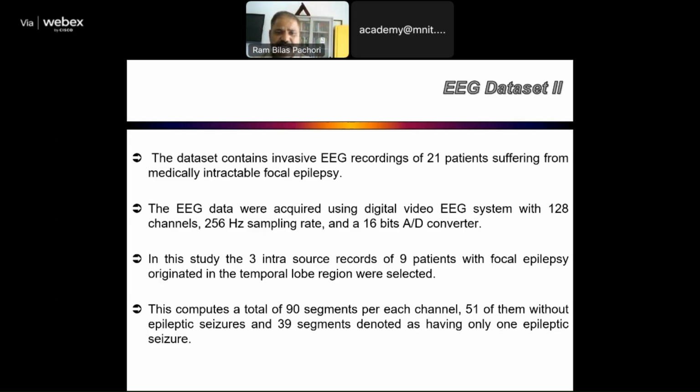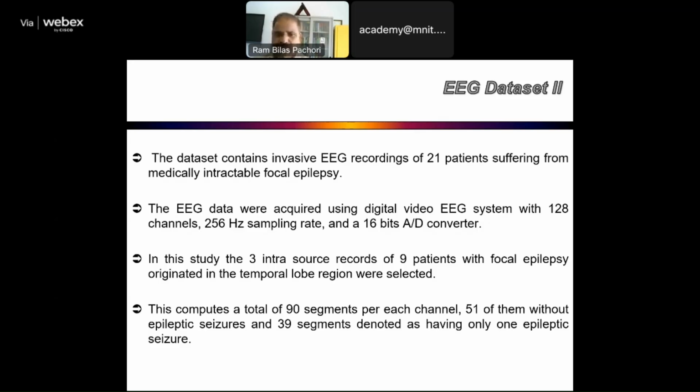The EEG data were acquired using a digital video EEG system with 128 channels, 250 Hz sampling rate, and a 16-bit analog-to-digital converter. In this study, the 3 intracranial records of 9 patients with focal epilepsy originating in the temporal lobe region have been selected. This comprises a total of 90 segments per channel, 51 of them without epileptic seizures and 39 segments denoted as having only one epileptic seizure.